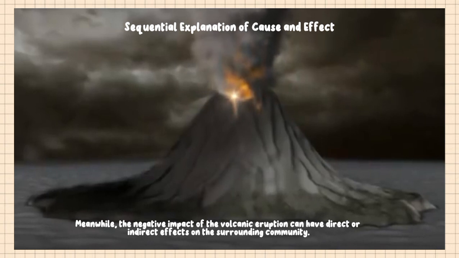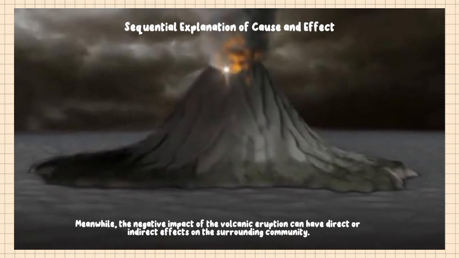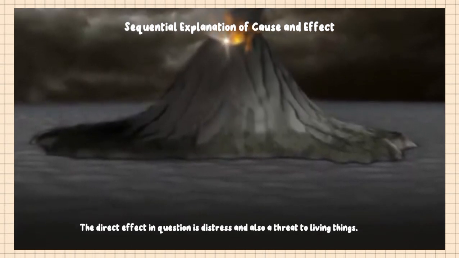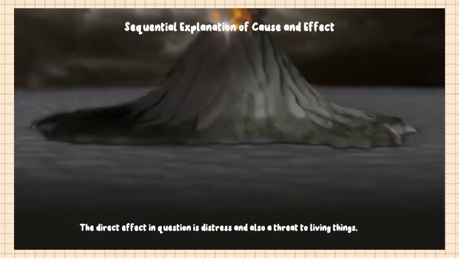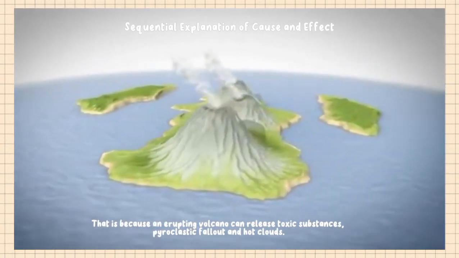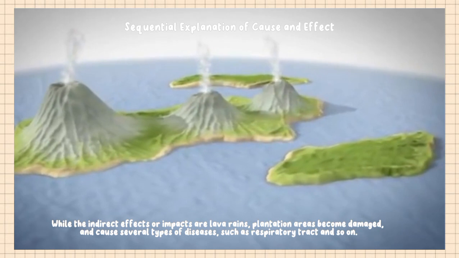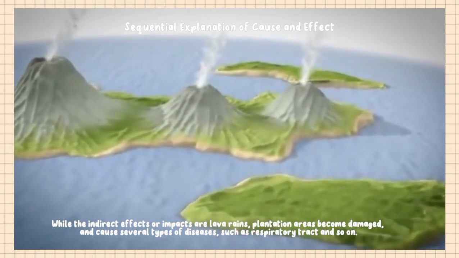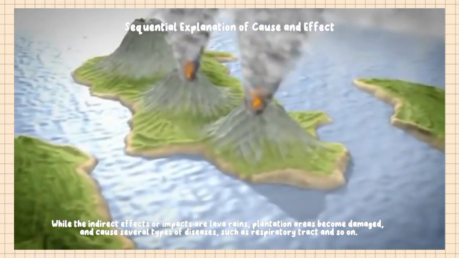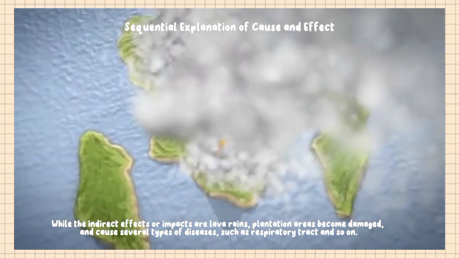Meanwhile, the negative impact of volcanic eruptions can have direct or indirect effects on the surrounding community. The direct effect in question is distress and also a threat to living things. That is because an erupting volcano can release toxic substances, pyroclastic fluid and hot clouds, while the indirect effects or impacts are lava rains. Plantation areas become damaged and cause several types of diseases, such as respiratory tract diseases and so on.